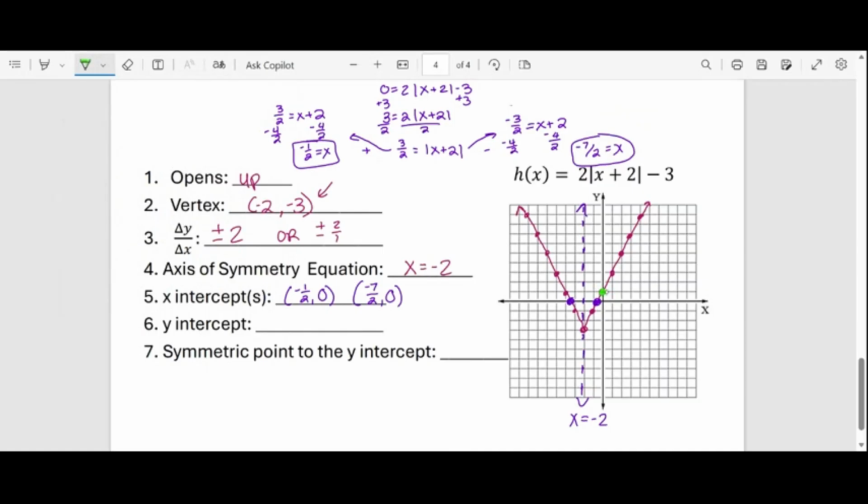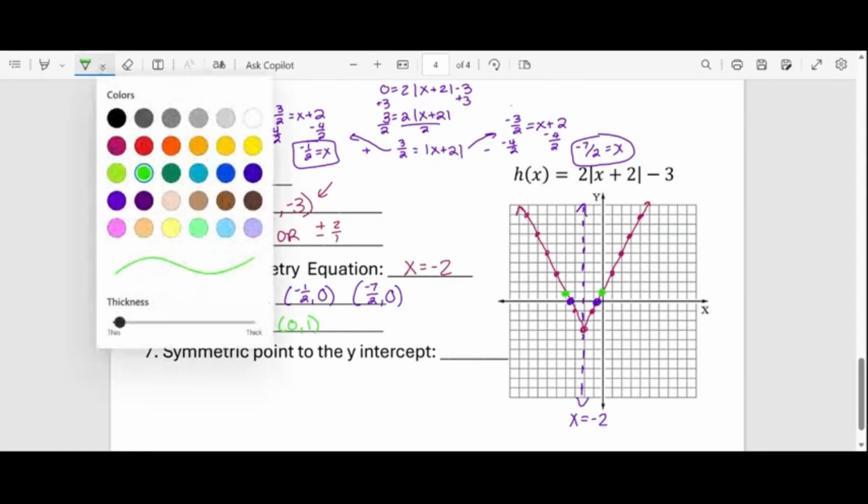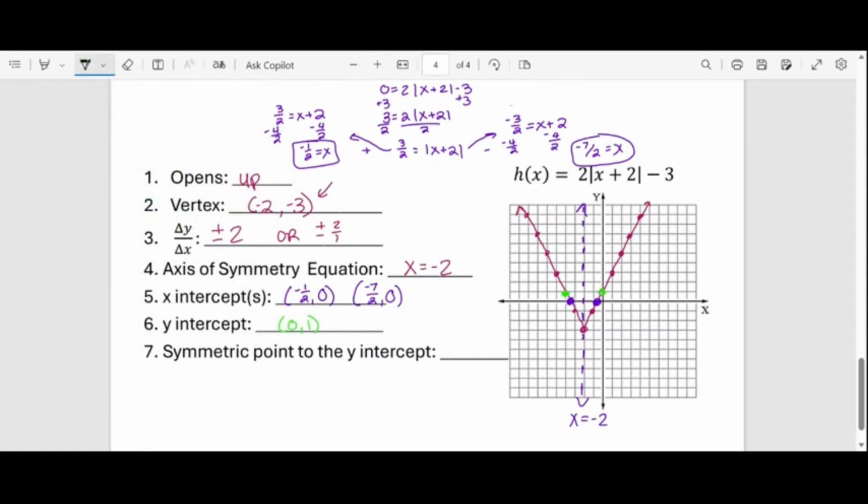Our y-intercept, I'll highlight in this bright green. It's going to be where it crosses my y-axis, and that is 0, 1. 0, +1. My symmetric point, you should be able just to see. It's the opposite point right there. If you're not able to see that, you can always go 1, 2 squares to the axis of symmetry, 1, 2 squares. And keep in mind, we're going to the left, so we're going to the negative side. So double our -2 is going to give us -4, and the y value from our y-intercept was 1. All right.